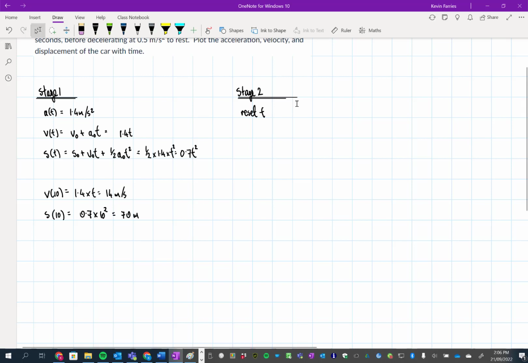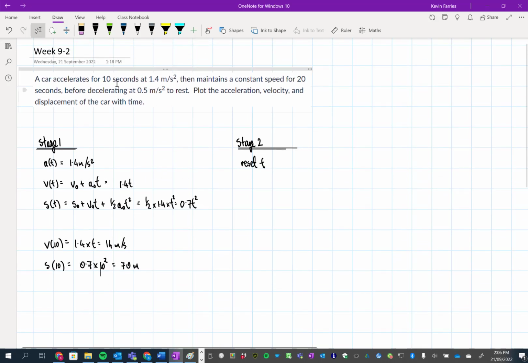Okay, so we've reset t for stage 2, and so we've put the t back to 0. This is after 10 seconds, but it's like pressing the button on the stopwatch, we're just going to reset t. Otherwise, you can make these equations a bit more complicated, but I don't want to get into that here, so we're just going to reset t. So then for this stage, the acceleration at time t from the start of the stage is just going to be 0, because it's maintaining constant speed for 20 seconds. So a of t is going to be 0.